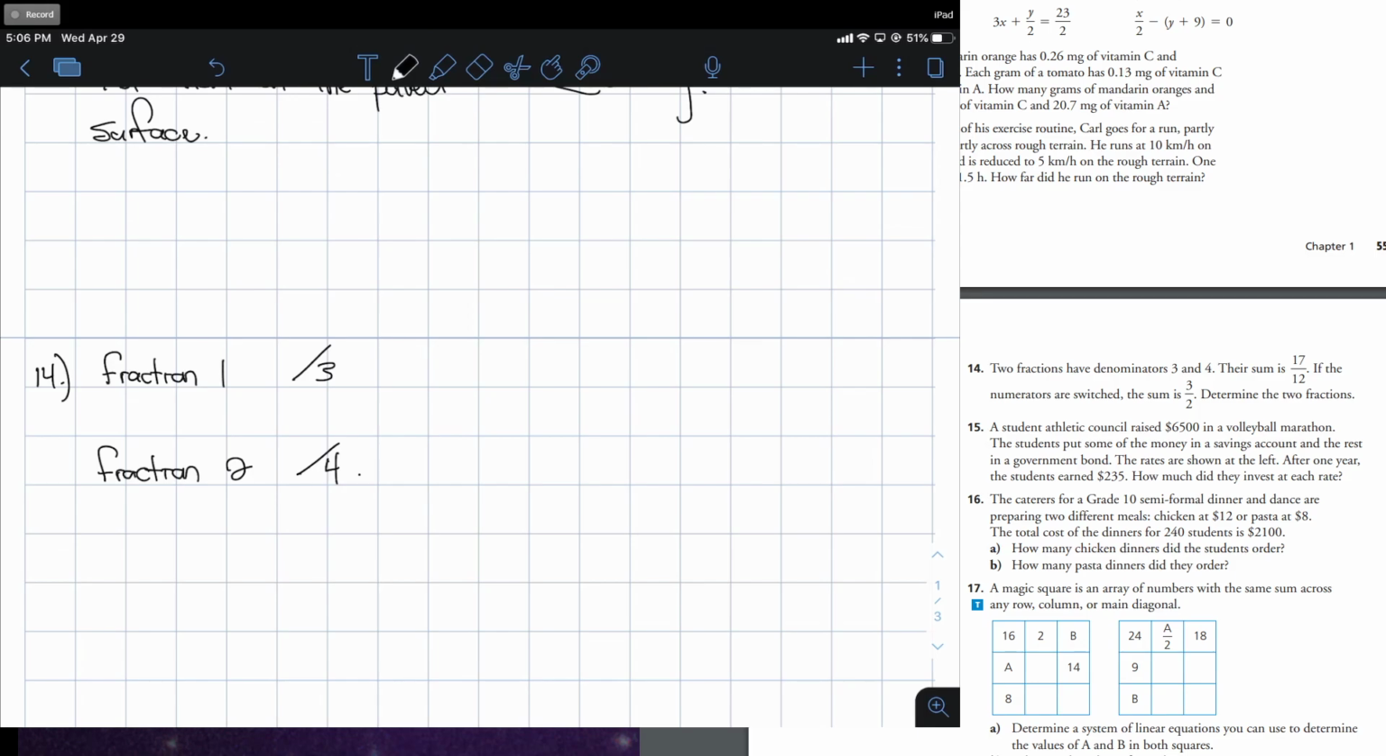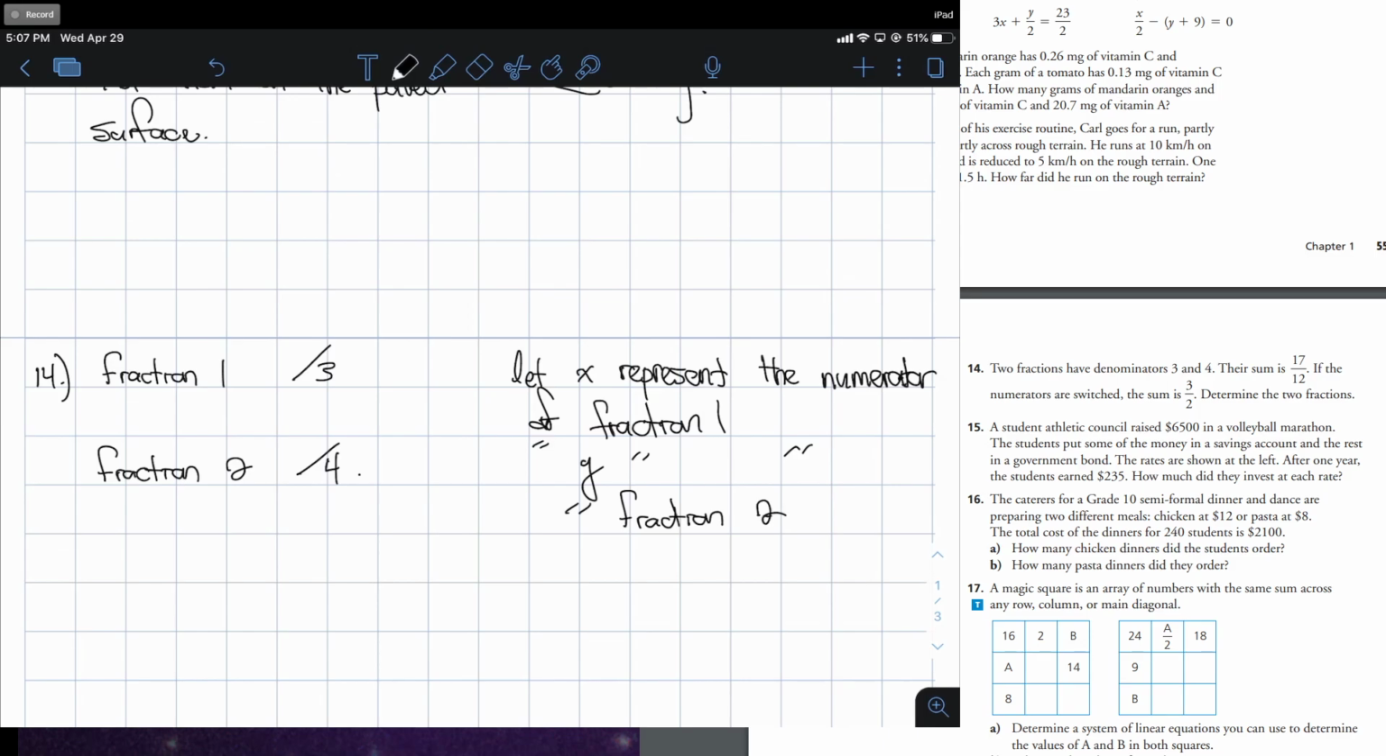So what I'm going to do in this case, the ultimate goal of this question is to determine the two fractions. Now, because I already know the denominators, really what I'm looking for here is just to determine what the numerators are. So already I can write out my let statement. So let x represent the numerator of fraction 1. And we'll let y represent the numerator of fraction 2. Okay, so we have x over 3 and y over 4.